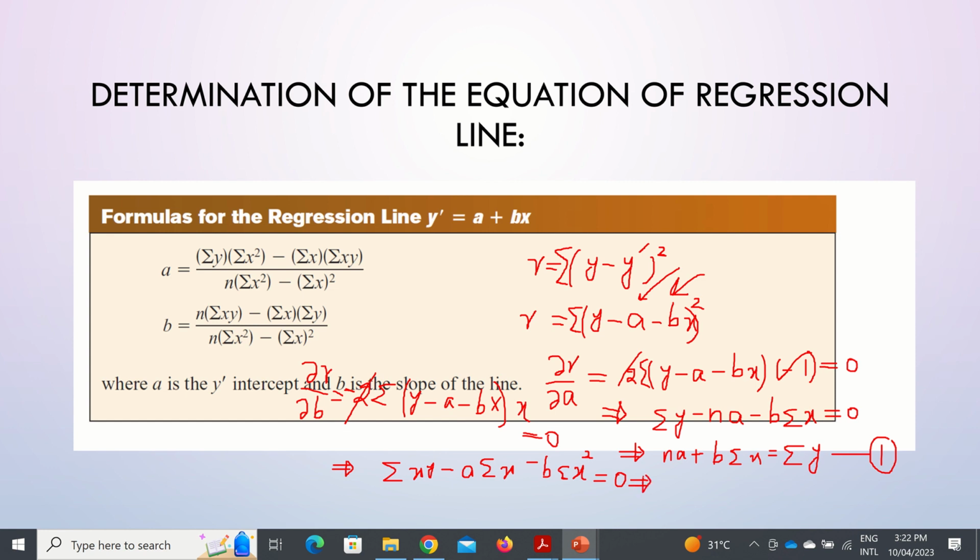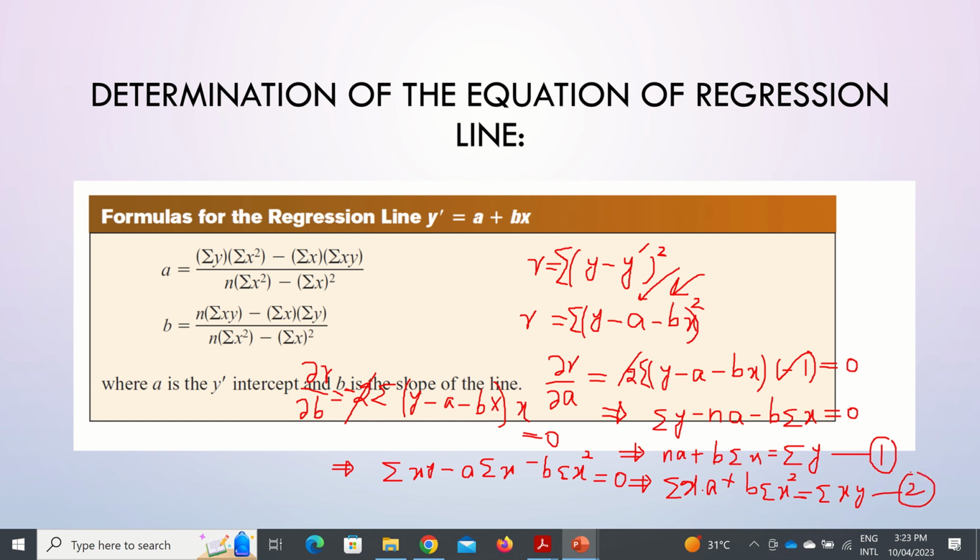So we'll be writing that as a times summation x plus b summation x square is equal to summation xy. And we call this equation number 2.